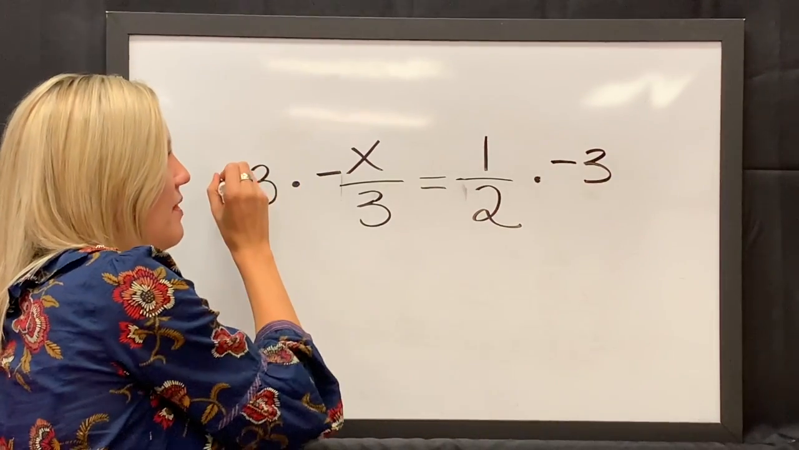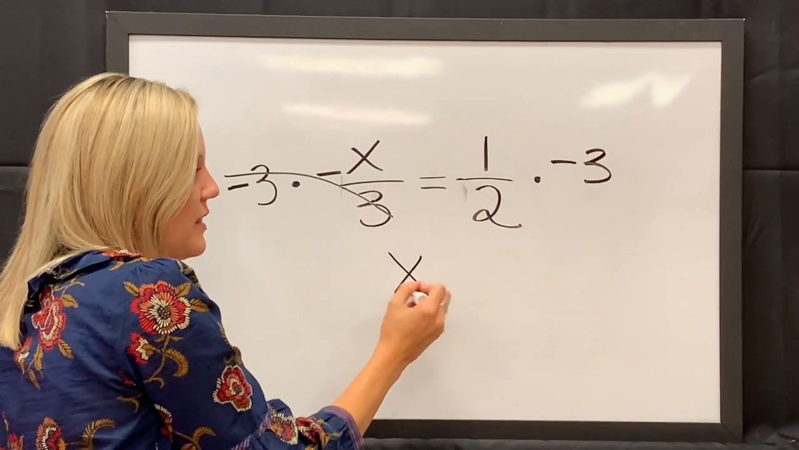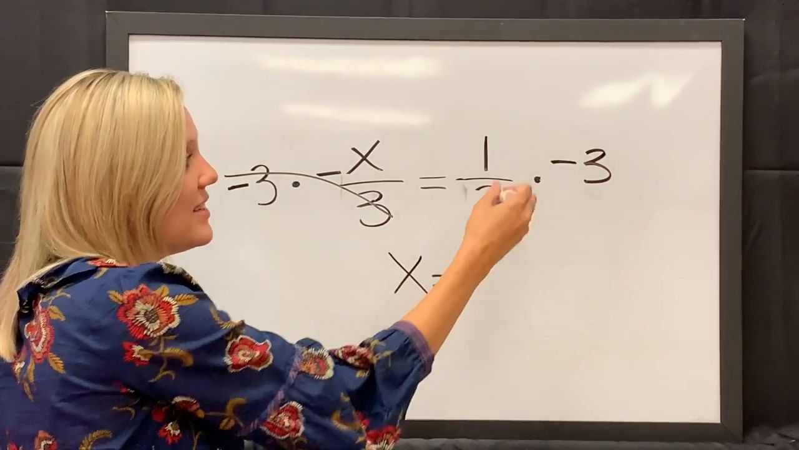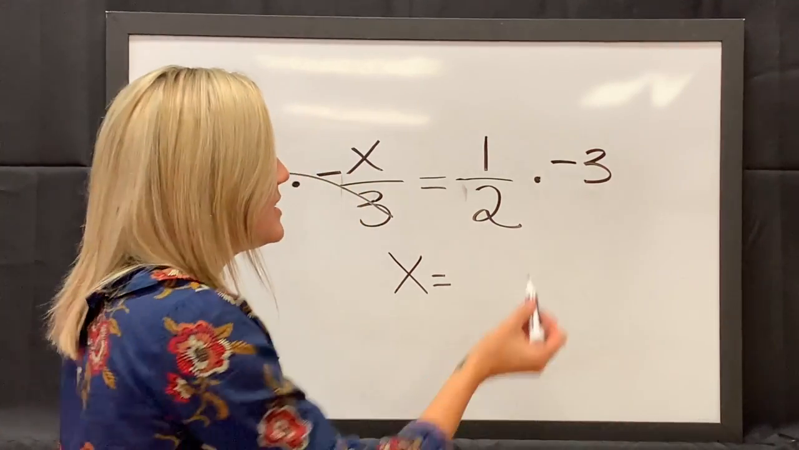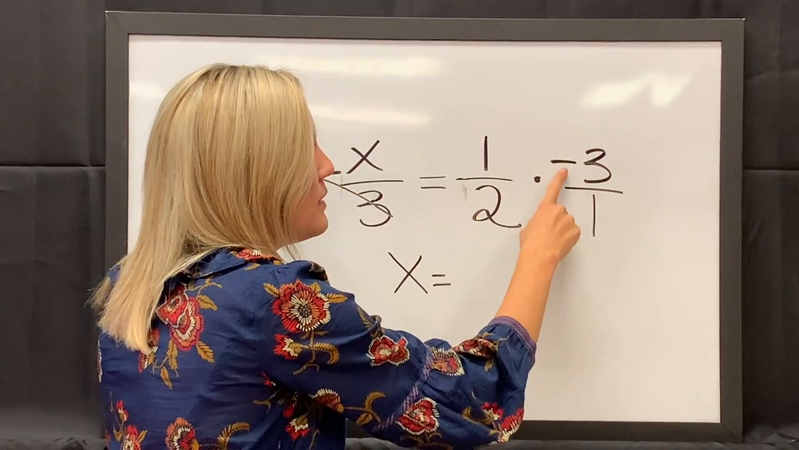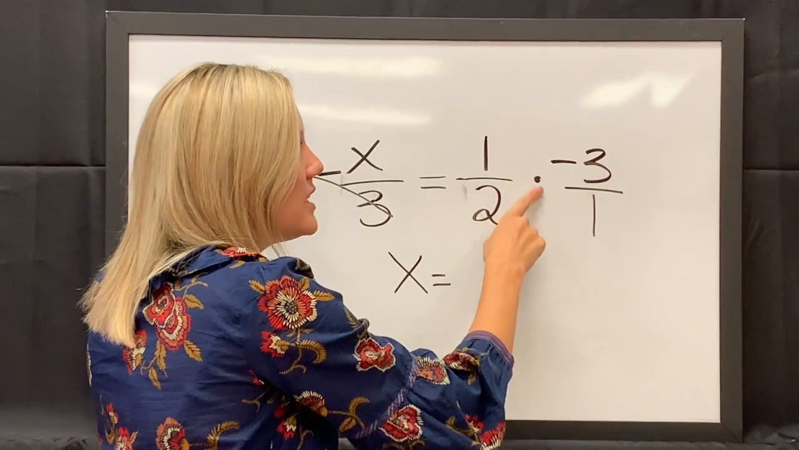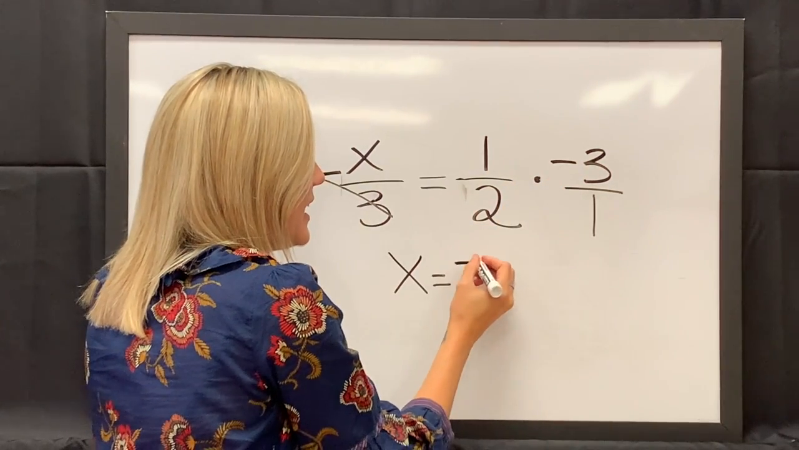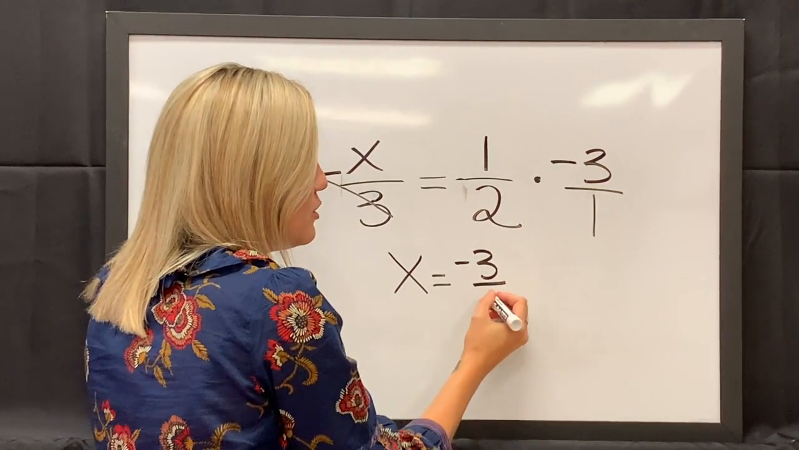Okay, on this side, these are going to cancel, and I will just be left with x. Okay, and on this side, we've got to remember when we multiply fractions, we want to change this number to a fraction too, and I just multiply the numerators and then I multiply the denominators. So 1 times -3 is -3. And 2 times 1 is 2.